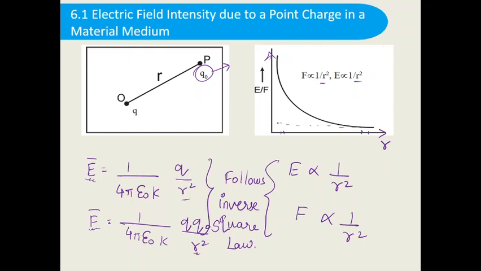So suppose the distance between the charges is very large, then the electric field and force are less. Whenever the distance between the charges is very small, the electric field and force are what? More. Okay. So this is all about electric field intensity due to a point charge.